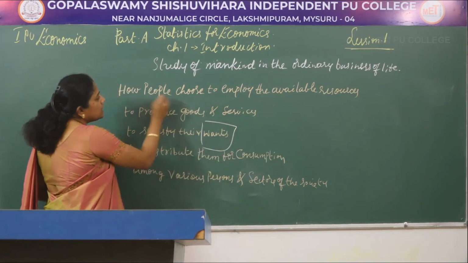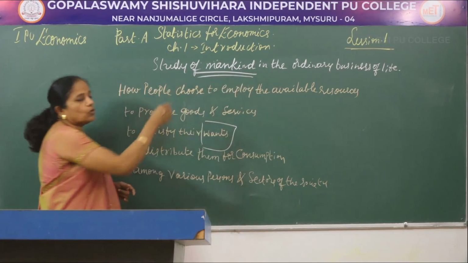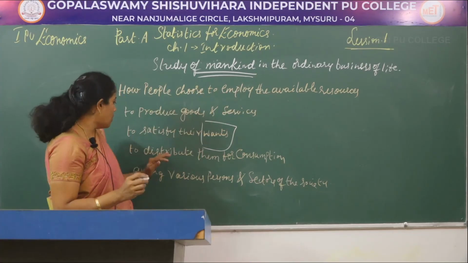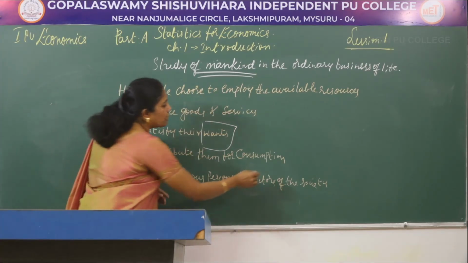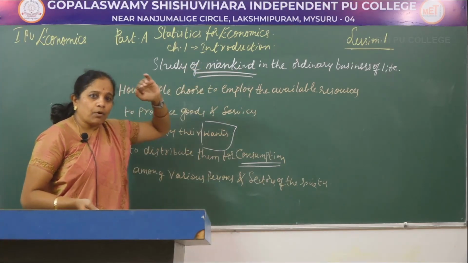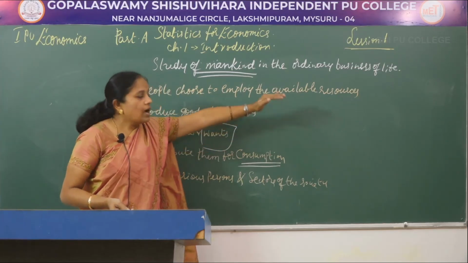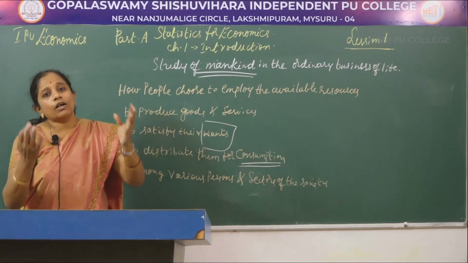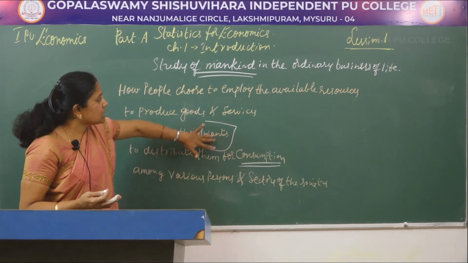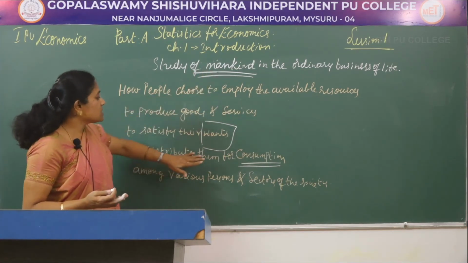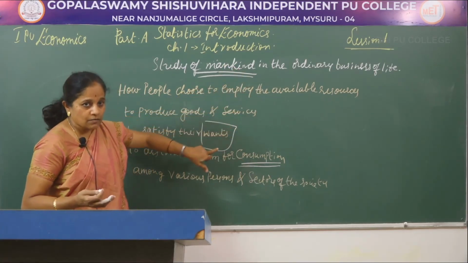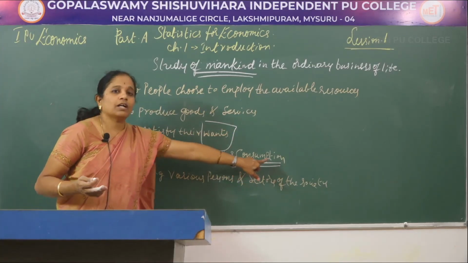Whose wants are they? It is the want of mankind. Total mankind has unlimited wants. So to satisfy these unlimited wants and also to distribute them for consumption. Again, who is going to consume? This mankind only. With the employment of these available resources through all types of alternative uses, finally we produce goods and services just to satisfy the wants of mankind as well as to distribute them for consumption. Once the goods are produced which are required to satisfy human wants, they are distributed for consumption.